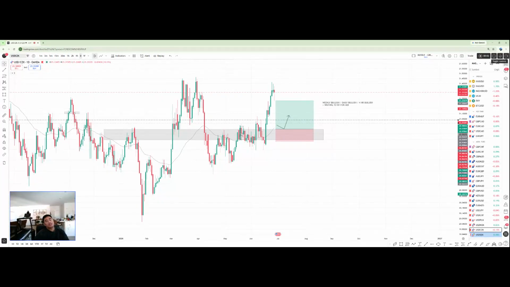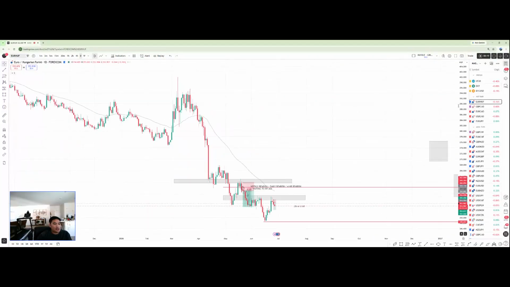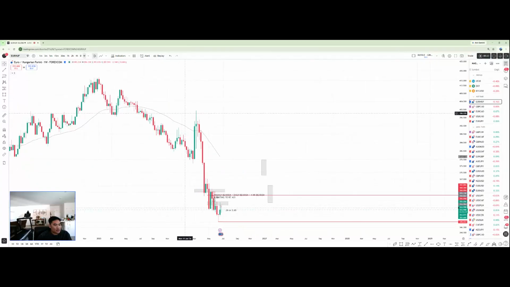All right, ladies and gentlemen, trade breakdown once again. I believe I analyzed a lot of forex pairs, but I only have one trade that I got in, which is Euro HUF. Basically, I'm trading the potential lower high of the weekly time frame and then the daily time frame.